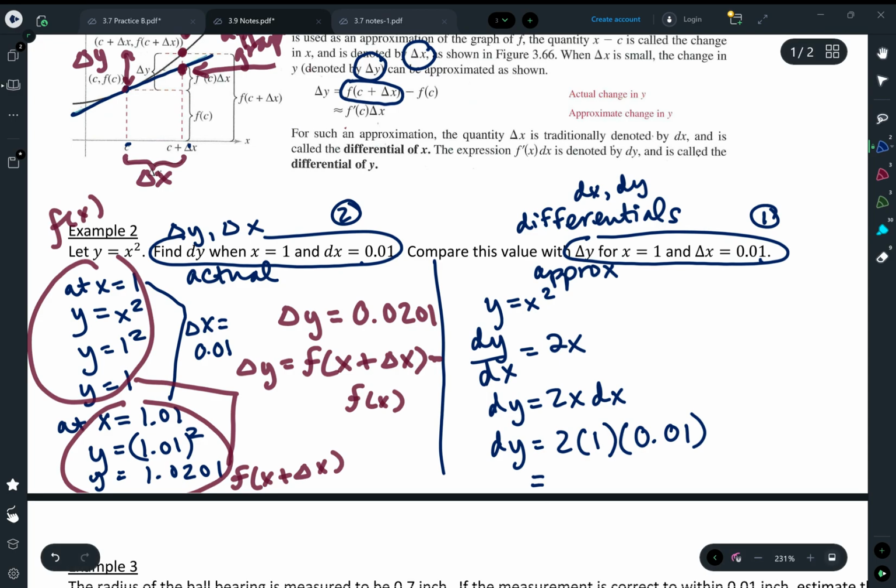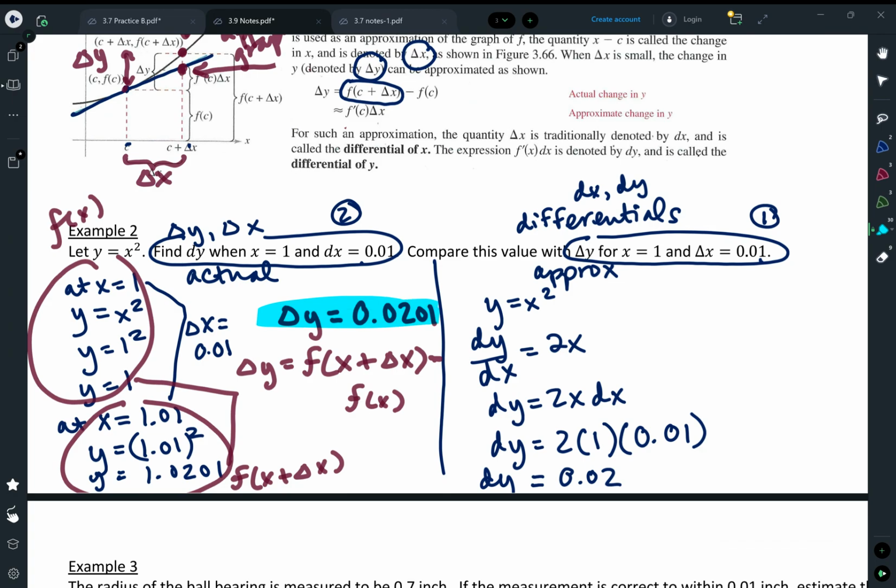And then I'm going to go ahead and multiply those together, and I would get 0.02. So when I work this out and I figure out my exact difference in my y values, it's 0.0201. When I figure out my difference in my y values using calculus, using a differential, I get 0.02. So my differential for y is literally just dy.